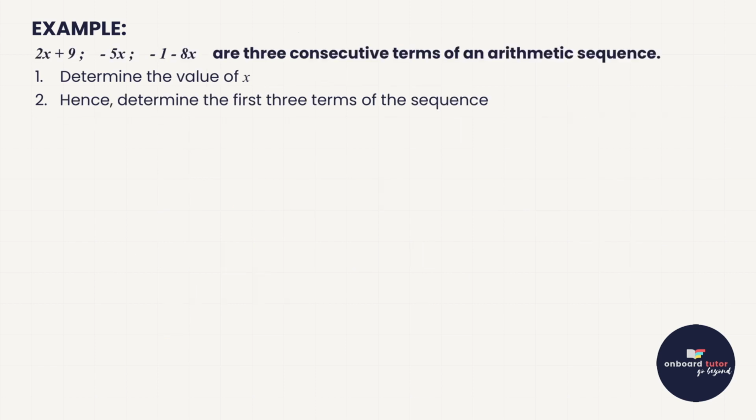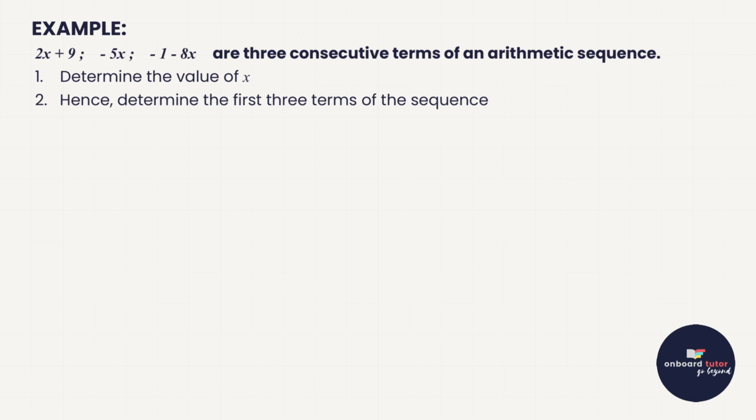Here's another example of an arithmetic sequence. We are given 3 terms. 2x plus 9 is term 1, minus 5x is term 2, and minus 1 minus 8x is term 3. And we are told that these are 3 consecutive, meaning they follow after each other, terms in an arithmetic sequence. And then they say to us, determine the value of x.